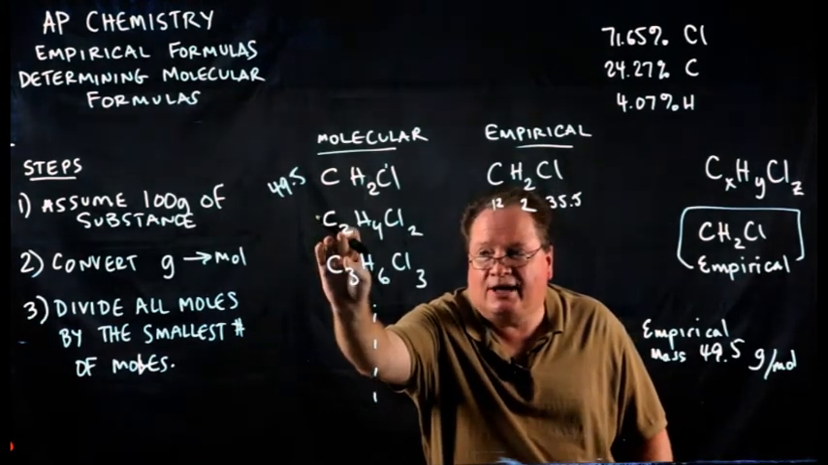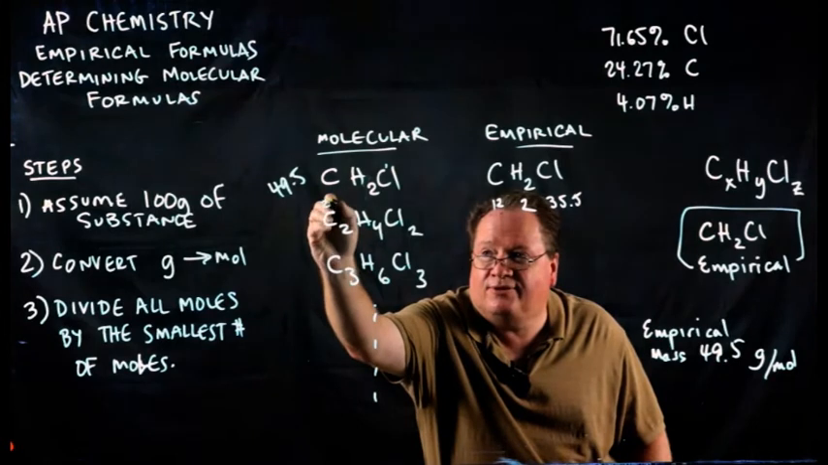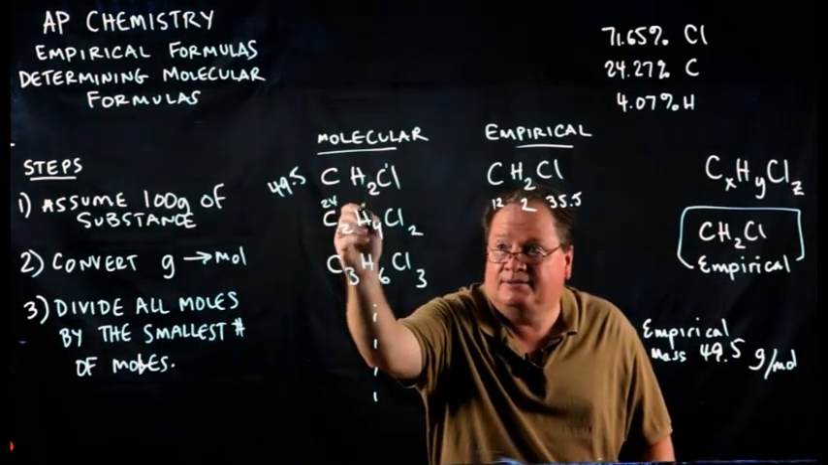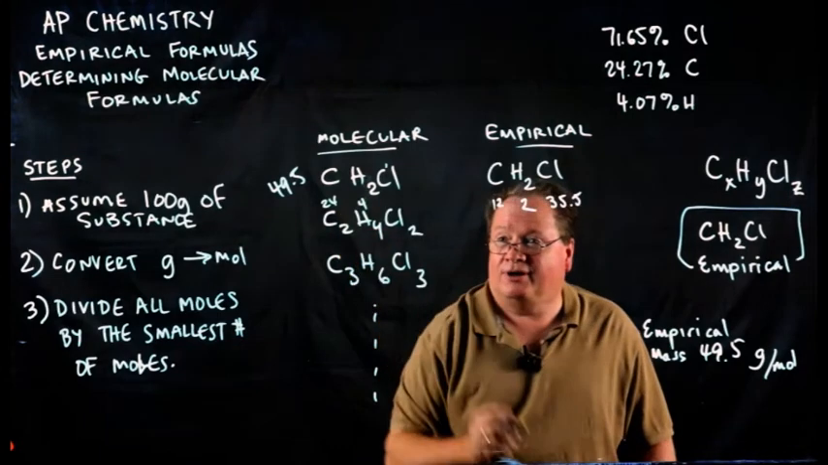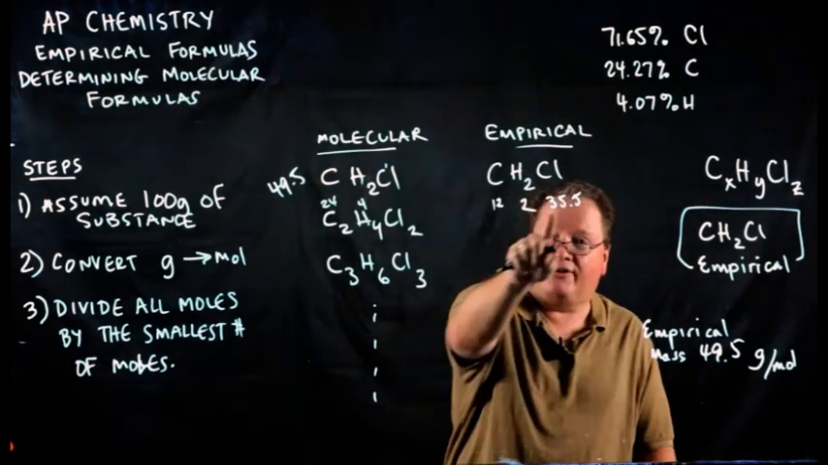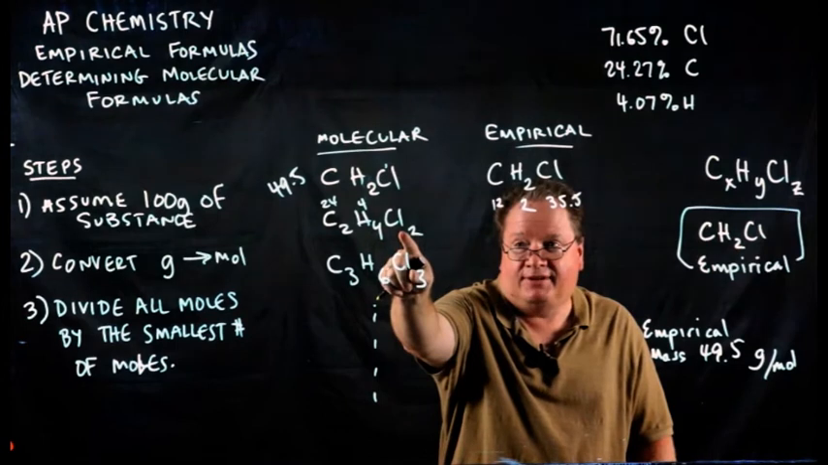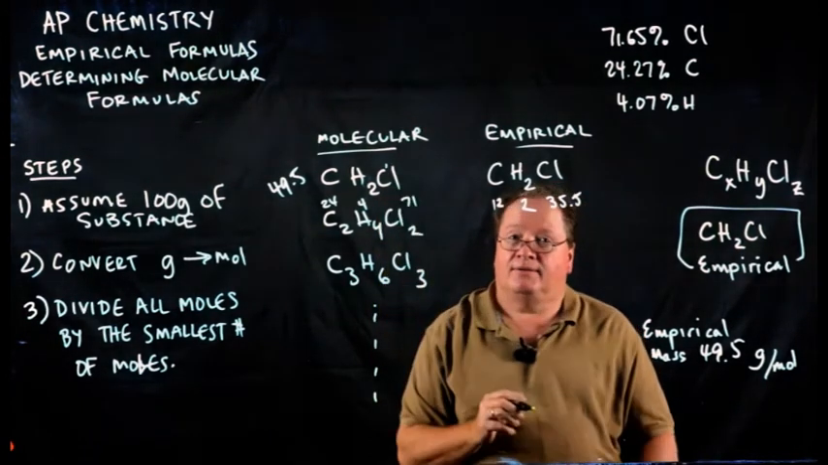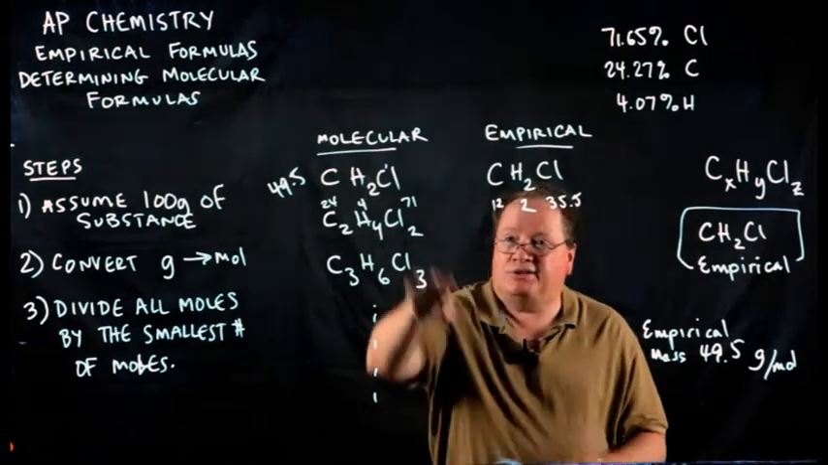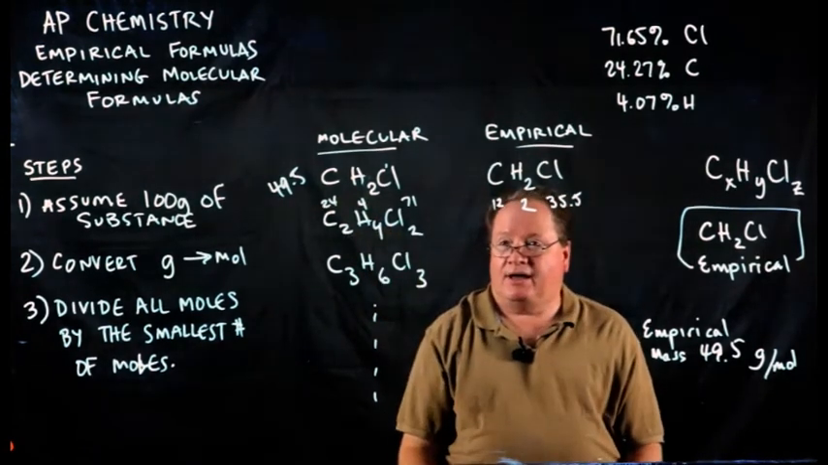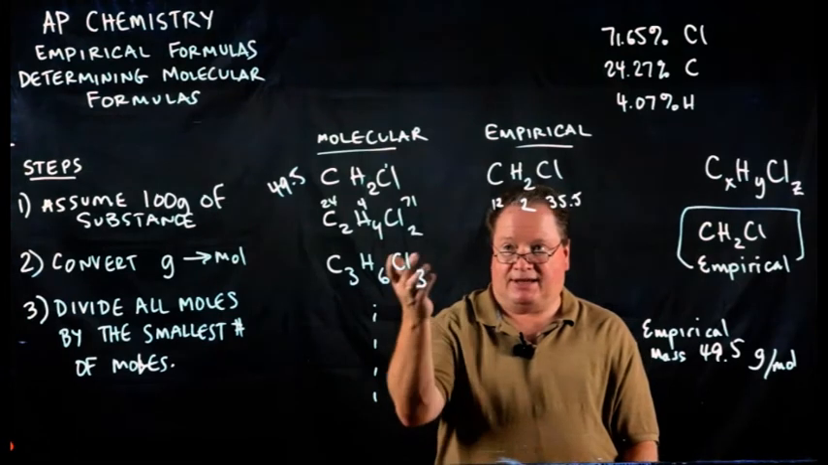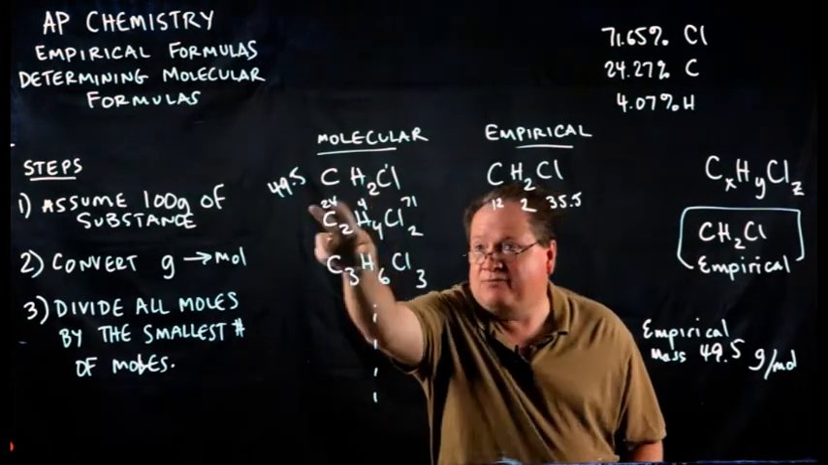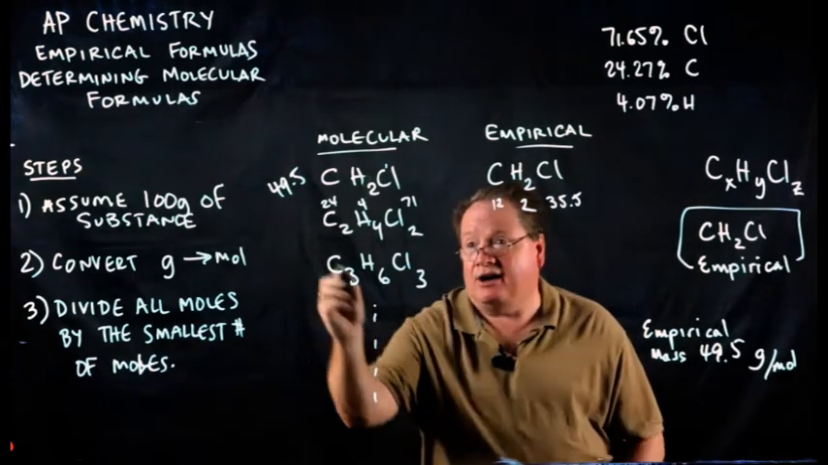Well, if this is 12 and there's 2 of them, that's 24. If this is 4 and they're each 1, that'd be 4. And 2 chlorines, if they're each 35.5, 2 of them would be 71. Okay? If I add all those together, I'm going to get 75 plus 24, that's 99.